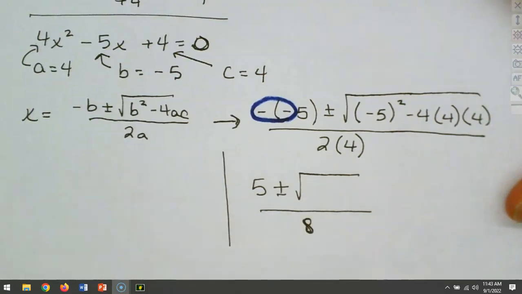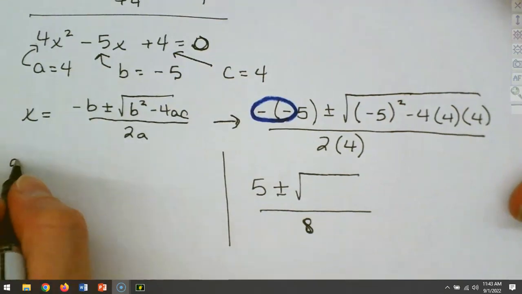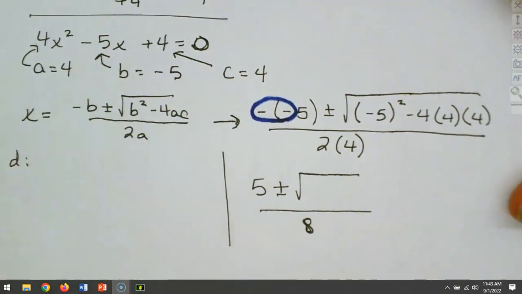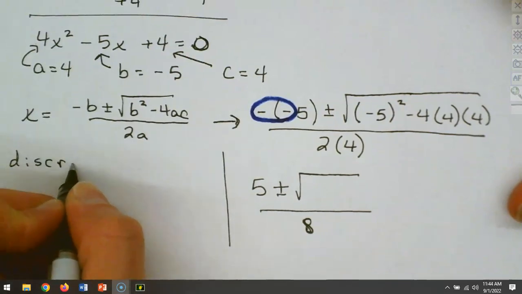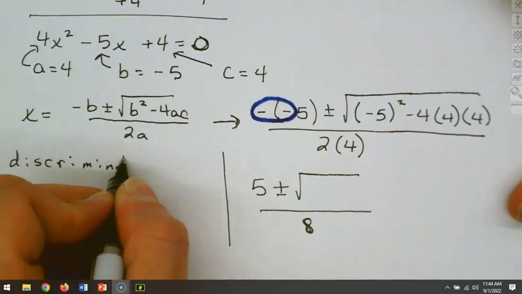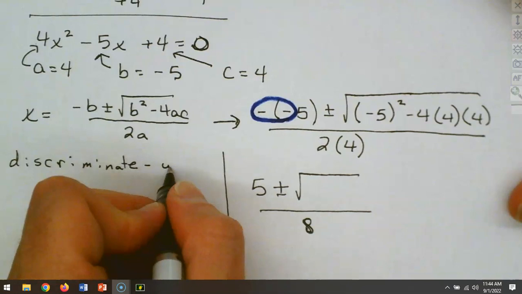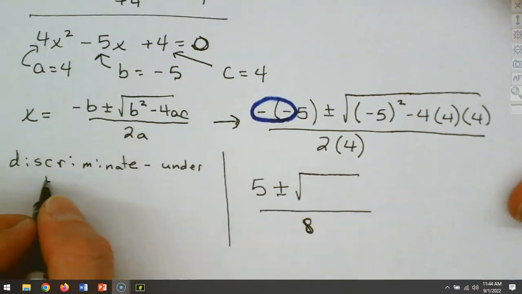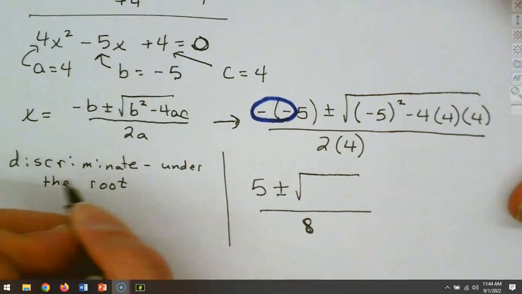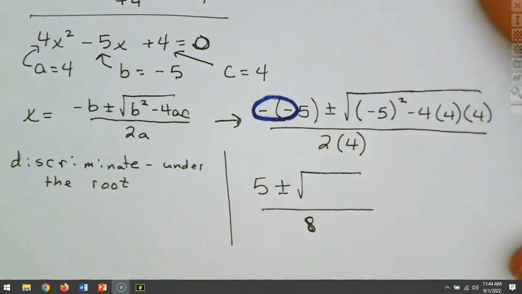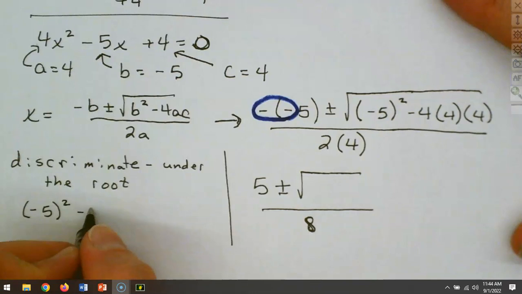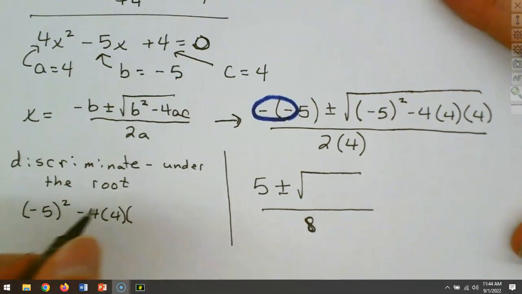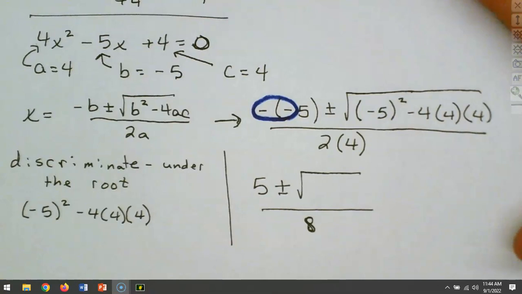On the left-hand side, I am going to work with our discriminant. And our discriminant is everything that's underneath that square root. So our discriminant by definition is what is under the root. And what is underneath our root here? So discriminant is always what's underneath your root. And that's going to be a minus 5 squared. Minus 4 times 4 times, in this case, 4. Lots of 4s there.